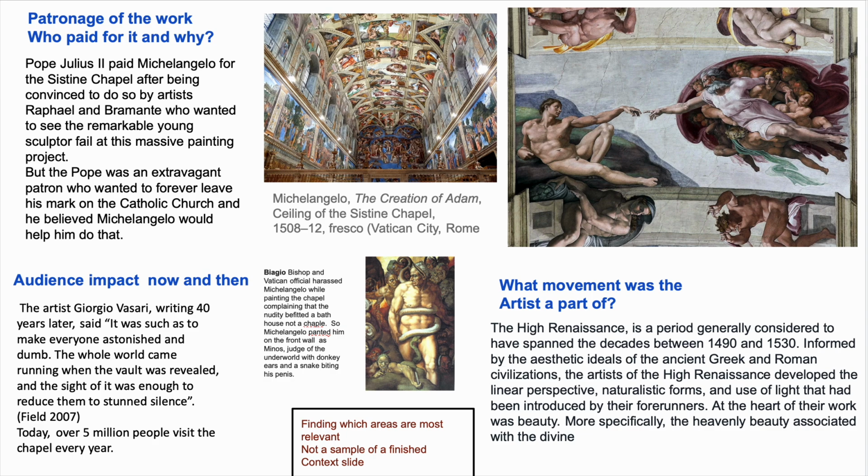This piece, you can't look at a famous piece like this and not talk about the history of its impact. So, first of all, the artist Giorgio Vasari, writing 40 years later, just 40 years after it was made, quote, "It was such as to make everyone astonished and dumb." Dumb meaning mute, unable to speak, not stupid. The whole world came running when the vault was revealed, and the sight of it was enough to reduce them to a stunned silence. Now that's a quote. I found this written in an article by the last name of Field. That's all you need. I don't remember his first name, and the year that it was written, right?